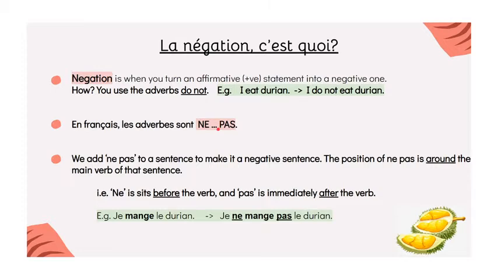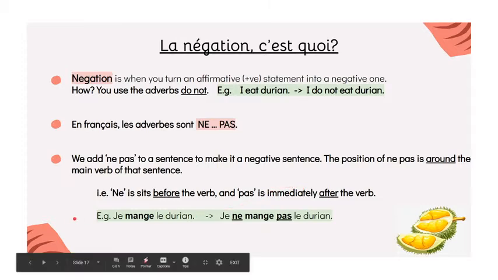Okay, how do we use this? Macam mana kita nak guna ne pas ni? So we add ne pas to a sentence to make it a negative sentence. Position of ne pas is around the main verb of that sentence. Around, apa maksud around? So ne is before the verb and pas is immediately after the verb. Je mange le durian. Je ne mange pas le durian. I eat the durian. I do not eat the durian. Cuma dia punya verb ni kat tengah.